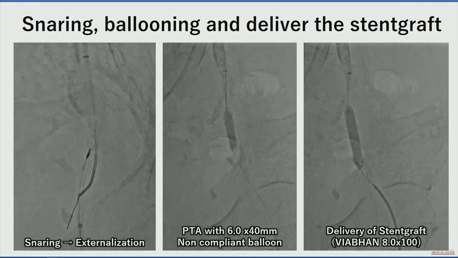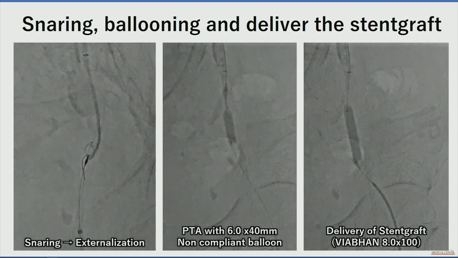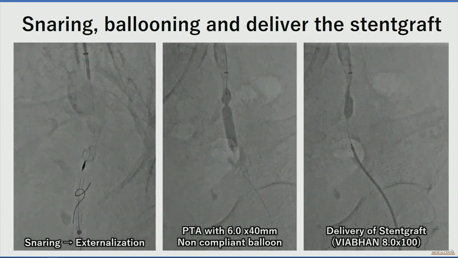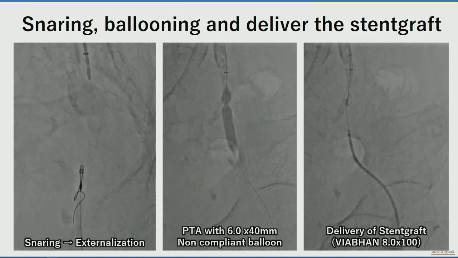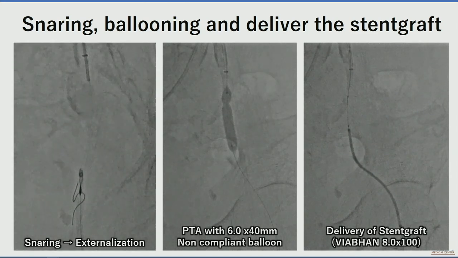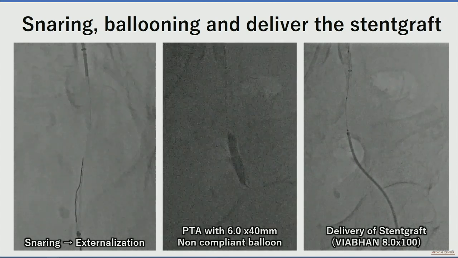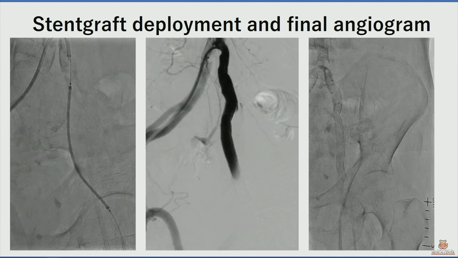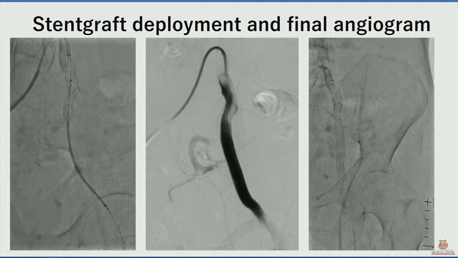After that, we tried to snare the antegrade wire using a retrograde snare catheter. After the guidewire externalization, we tried to dilate the AV fistula point using a 6 mm balloon. Immediately after the balloon deflation, we delivered the stent graft, Bi-1. After the Bi-1 deployment, the ligated iliac artery flow was completely restored.